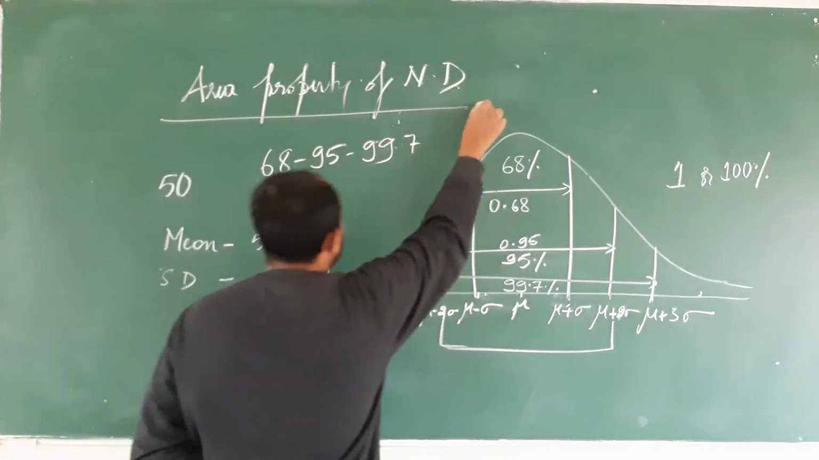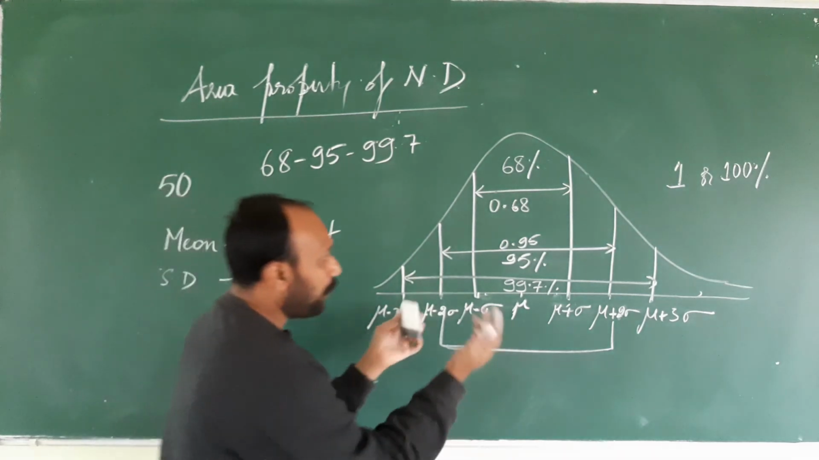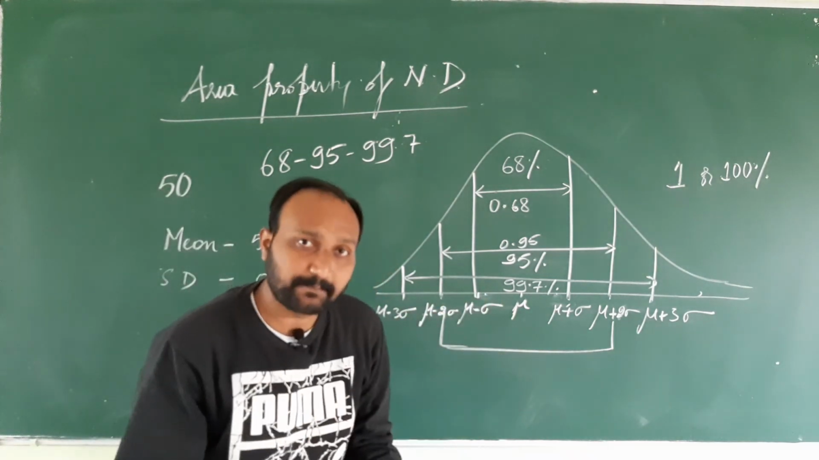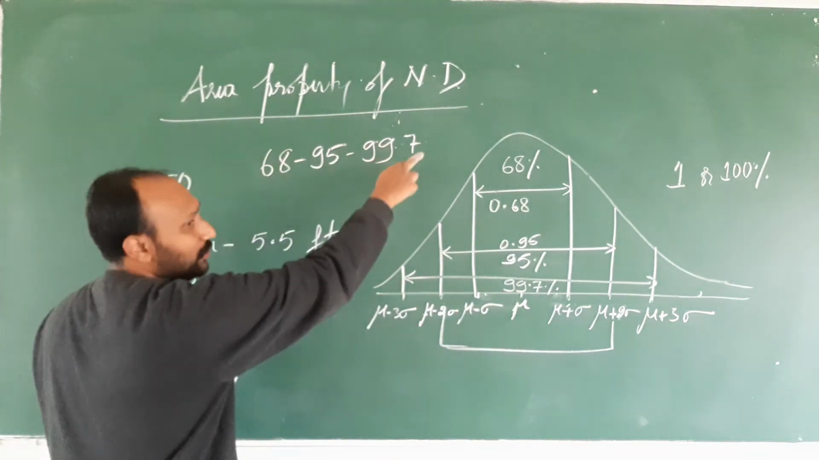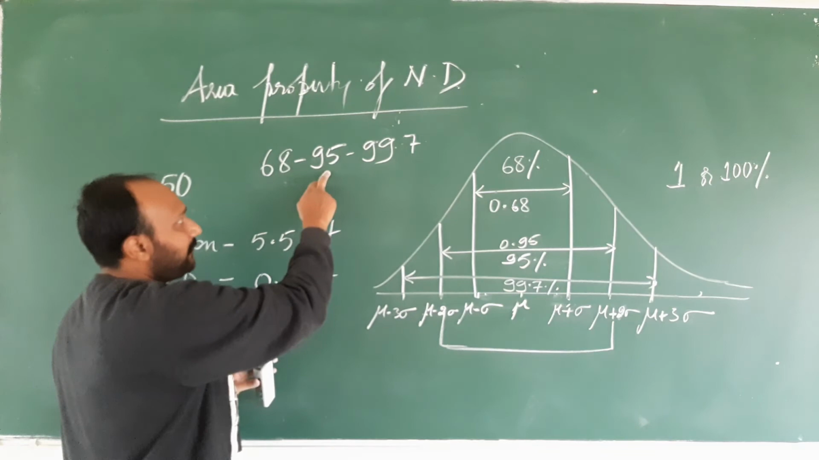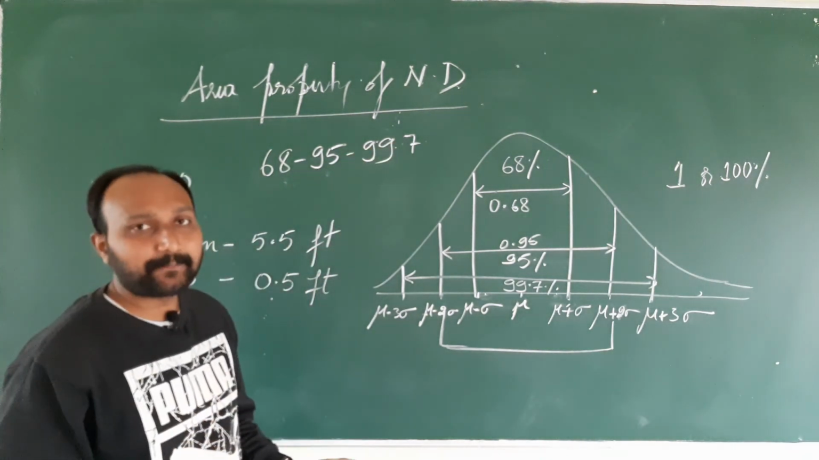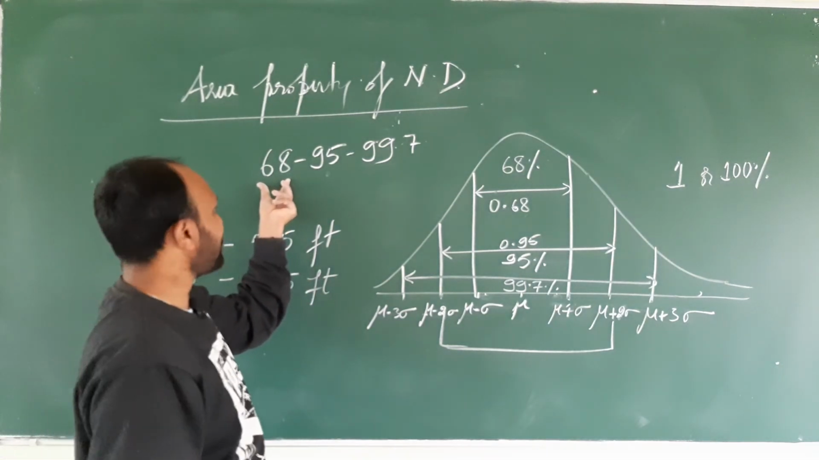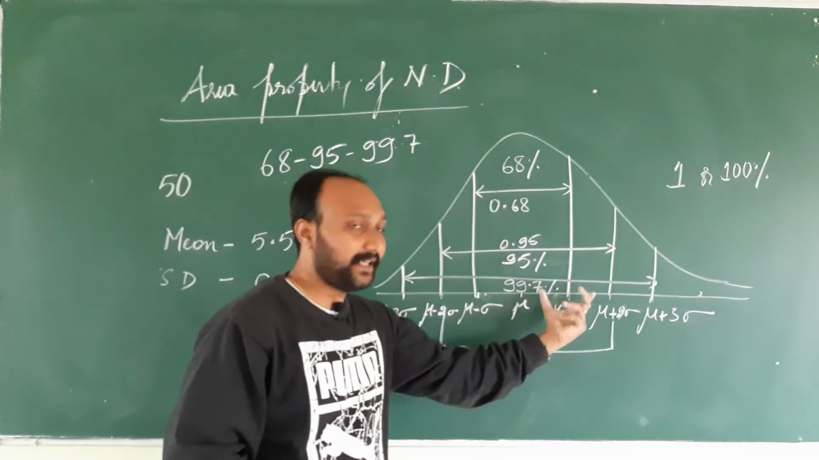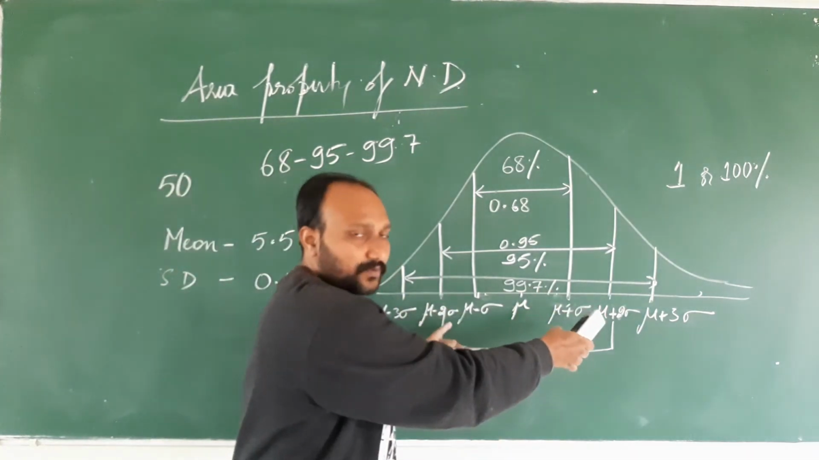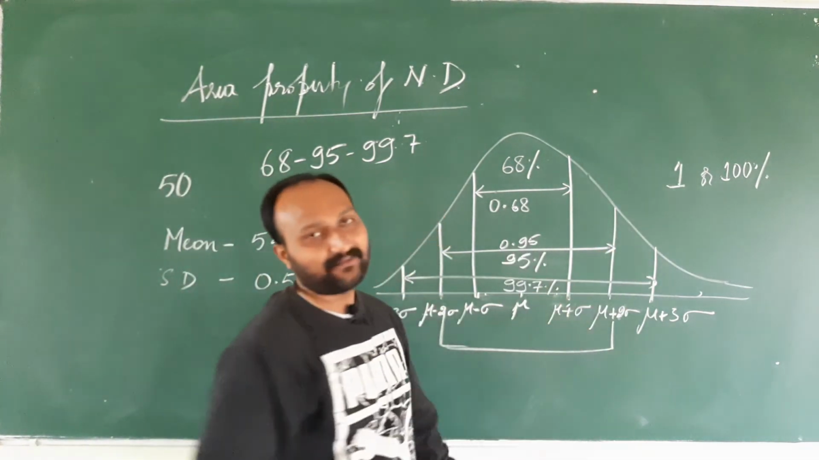What we were studying in this particular video was the area property of the normal distribution, how the area is covered and how it is distributed. It is divided into this ratio, 68 is to 95 is to 99.7. That is, out of the complete population, 68% of them will fall in 1 standard deviation, 95% of them will fall within 2 standard deviations, and 99.7% of them will fall in 3 standard deviations.